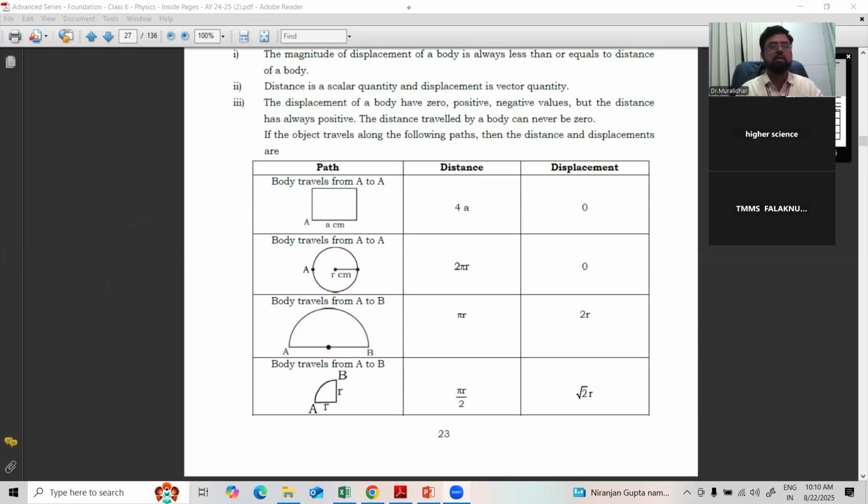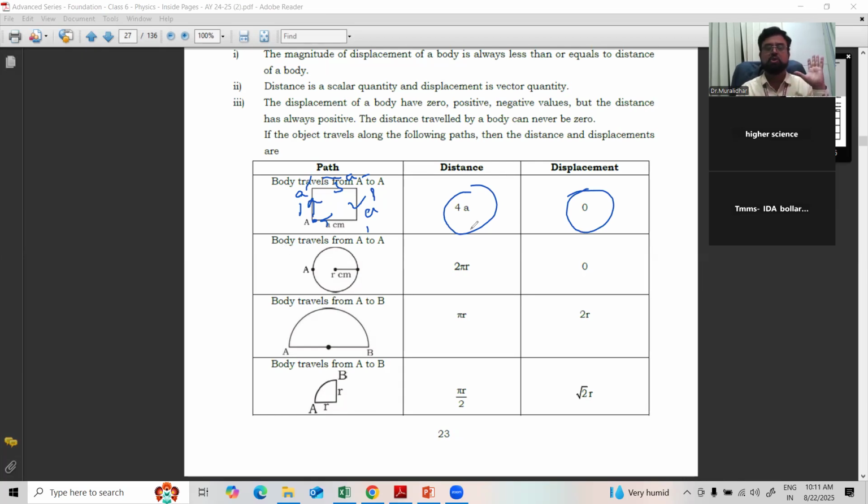First one, a body travels from A to A. It moves from A like this and again comes back to A. What is the length here? Each side is A, because it is a square. So when a body goes from A to A, the distance is 4A: A plus A plus A plus A. What about displacement? Zero, because it came back to A. The initial position and final position are the same.